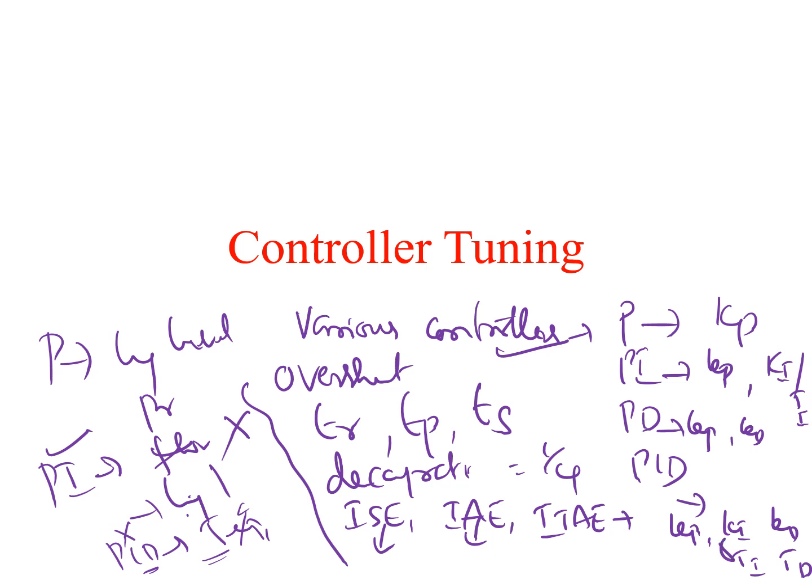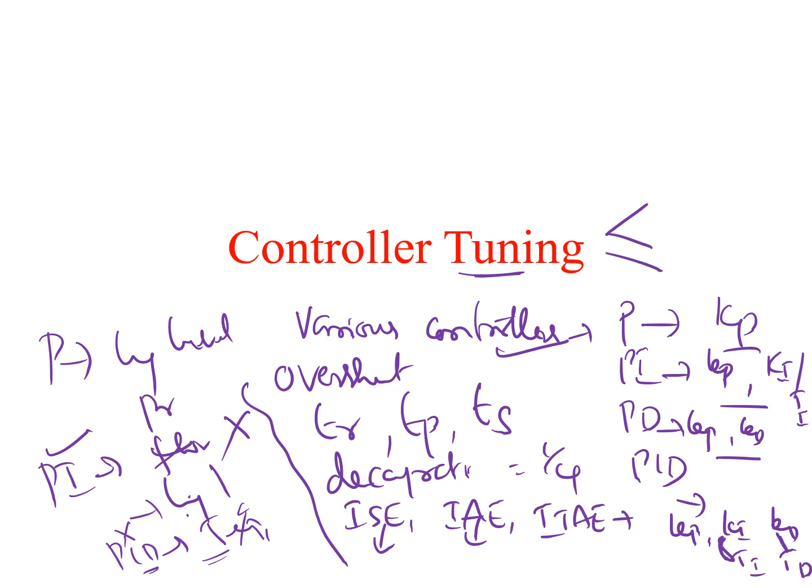So Ki and Ti are inversely proportional, Kd and Td are directly proportional. So your Kd value follows Td, whereas Ki is 1 by Ti, Ti is 1 by Ki. So these are the controller parameters. So how do we tune the controller parameters to achieve this criteria? So we are going to see tuning of controller, that is controller tuning.